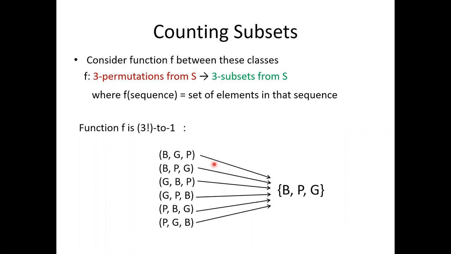And why are there 3 factorial? Because there are 3 factorial ways of computing the preimage of this function. In other words, you have a set of 3 elements. And how do you compute this preimage? Well, list all the permutations of these elements in the set, right? Treat them as a sequence. And how many permutations of it are there? 3 factorial. So this will be r factorial if this had r elements, right?